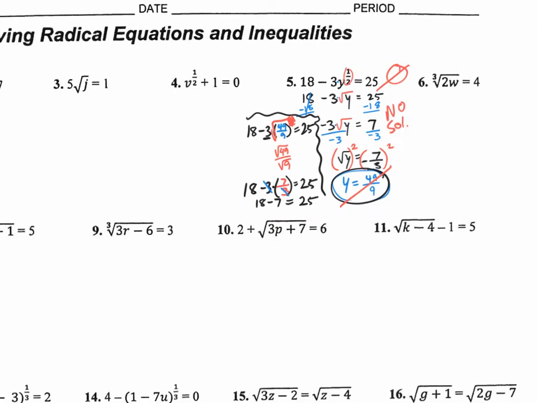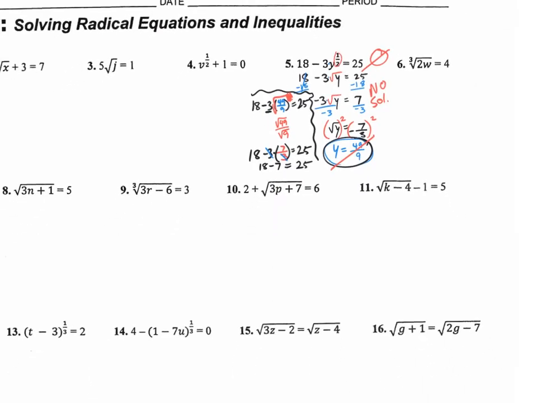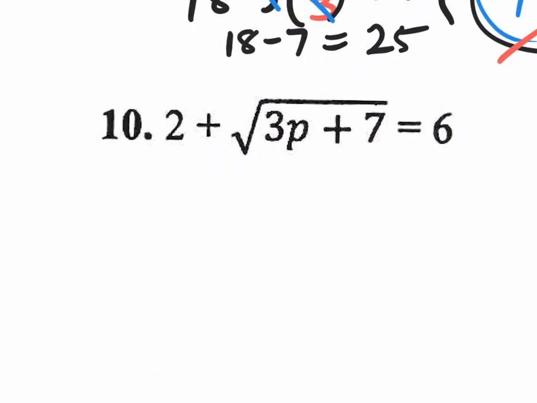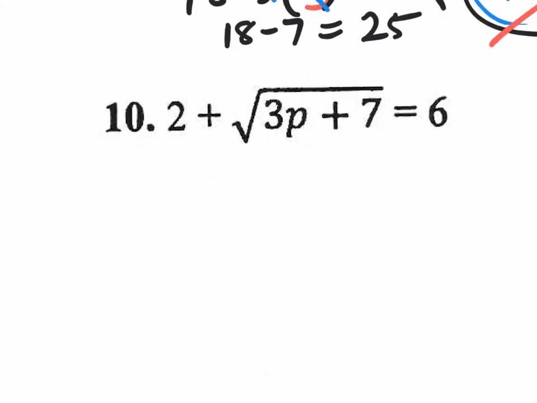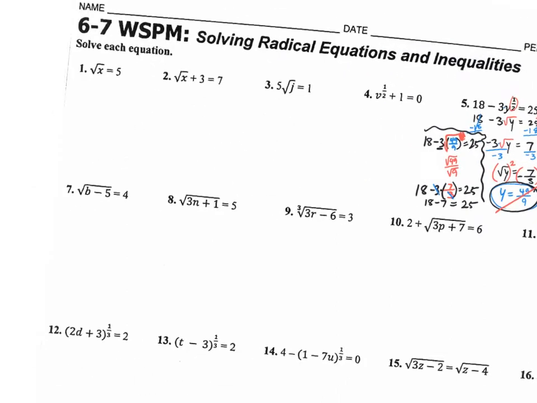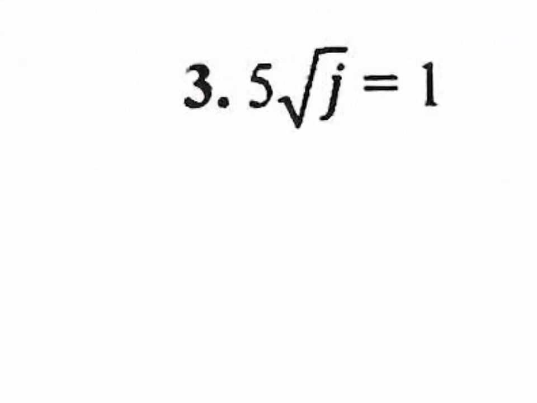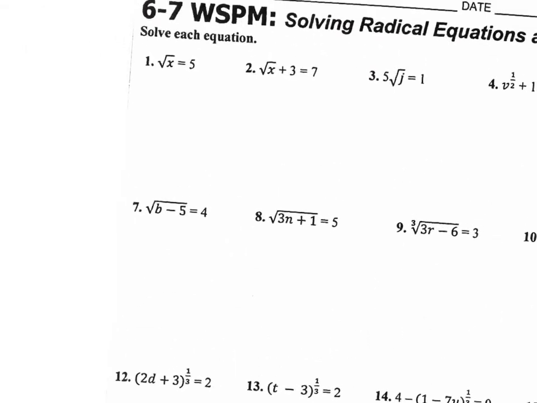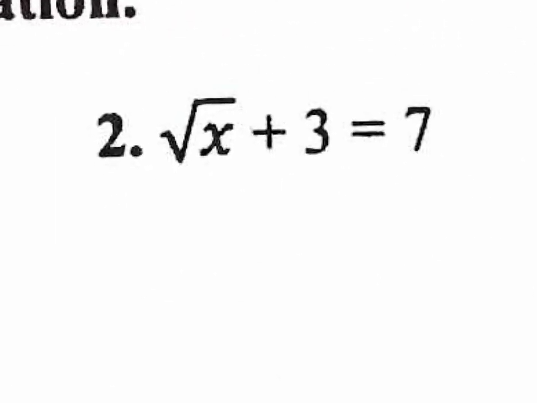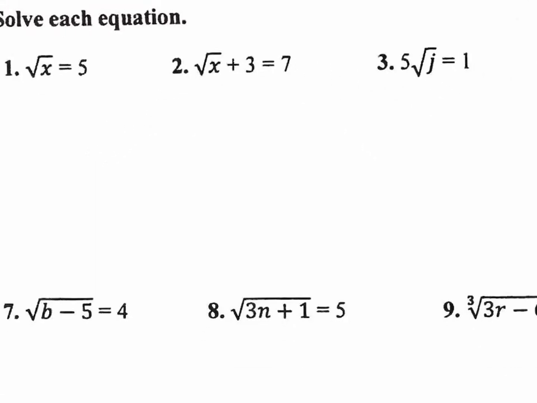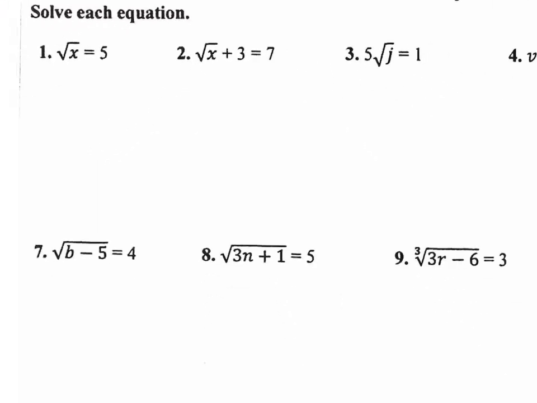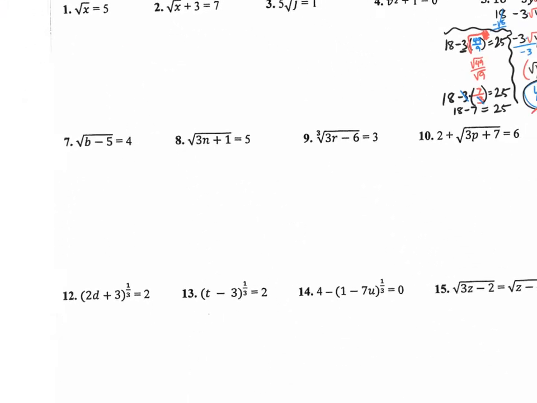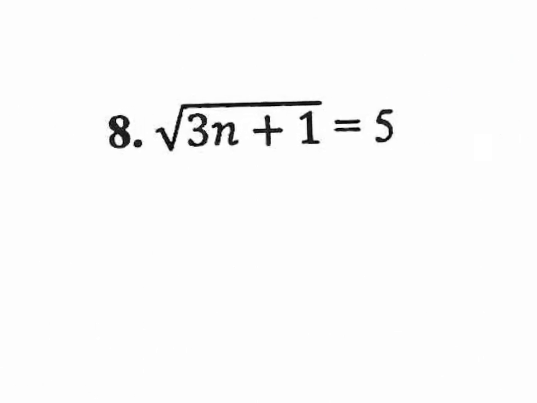So the whole first half is exactly that. Isolate the radical and then get rid of the radical by applying a power on both sides. So on number 10, what would I have to do to isolate the radical? Subtract 2. On number 3, what would I have to do to isolate the radical? Divide by 5. On number 2, what do I have to do to isolate the radical? Subtract 3. So you guys see that first step of isolating the radical?